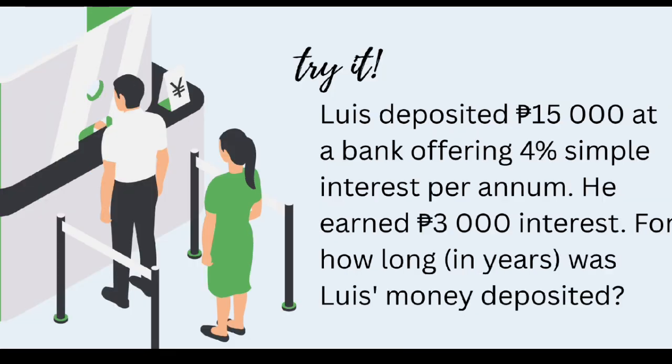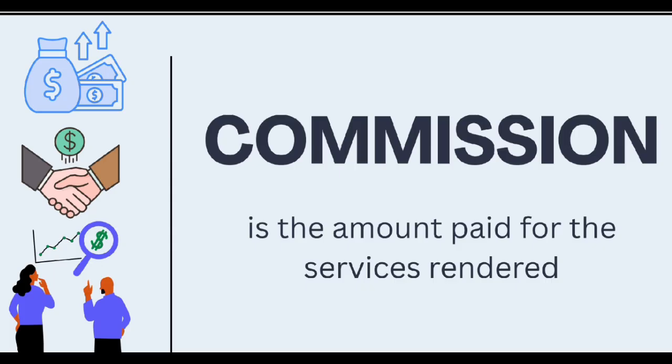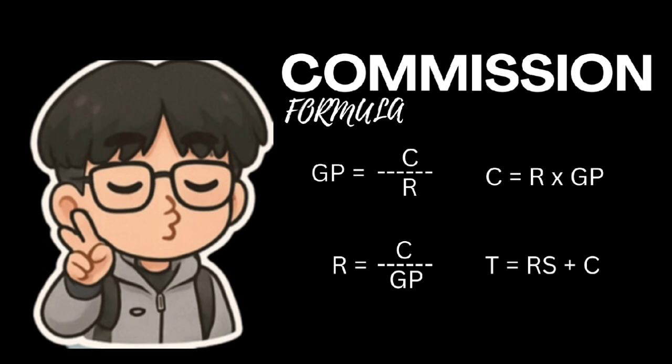So challenge yourself by answering this activity. So now we will tackle the last part of the discussion, which is the commission. So what is commission? Commission is the amount paid for the services rendered, or simply, it is the amount you earn for helping someone to sell something. So these are the four different formulas in the commission section.